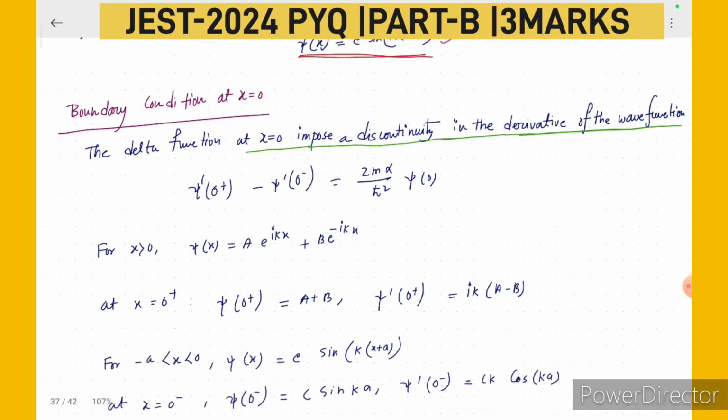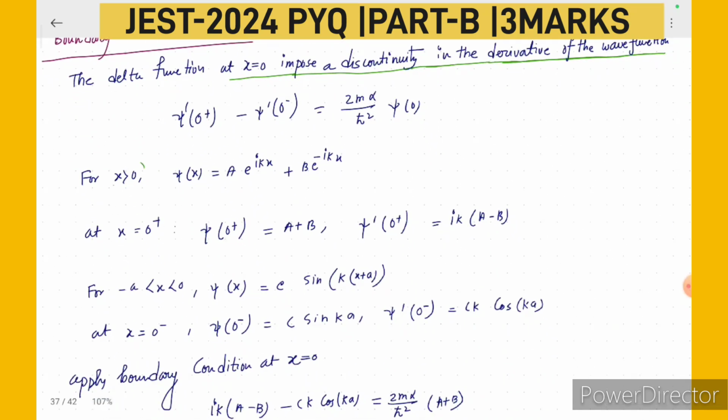Now let's find the solution for the region x greater than 0. The wave function is psi of x equals A e to the power ikx plus B e to the power minus ikx. At x equals 0 plus, putting x equals 0, we get A e to the power 0 plus B e to the power 0, that is A plus B.